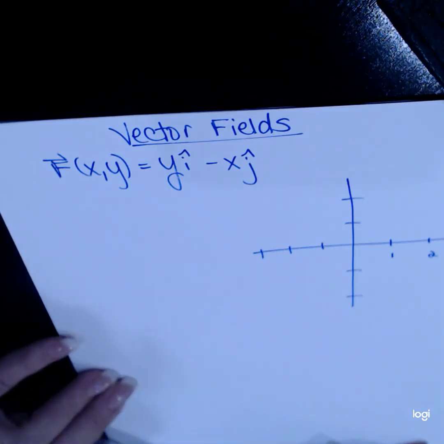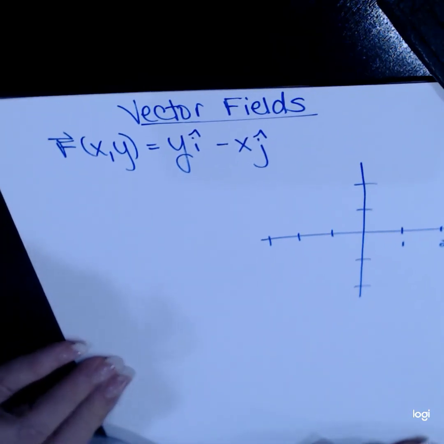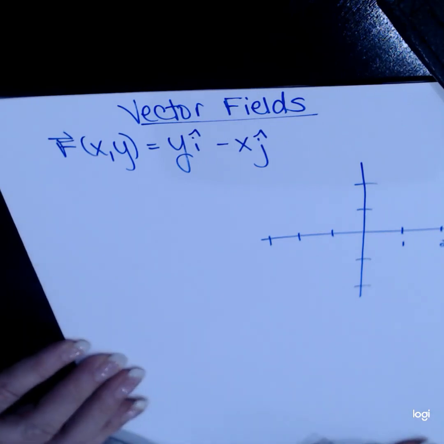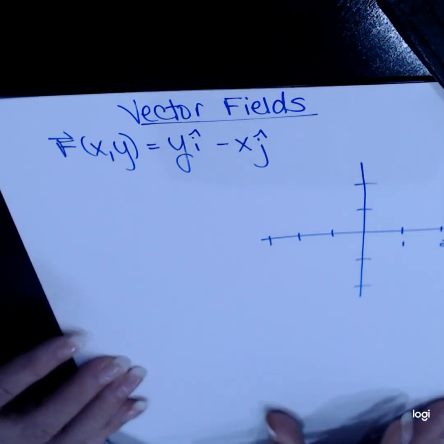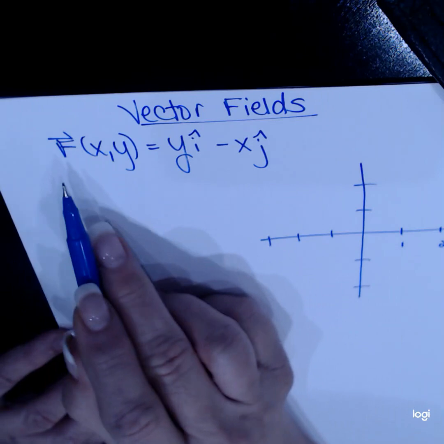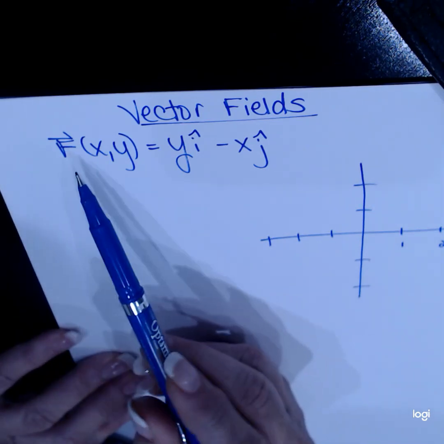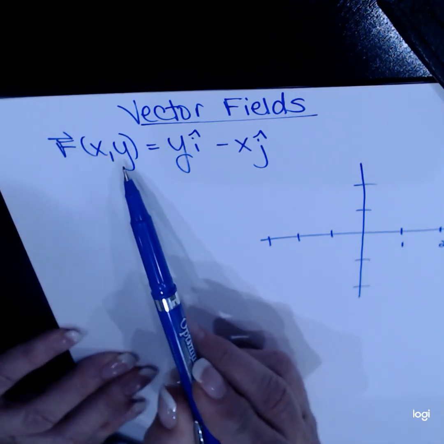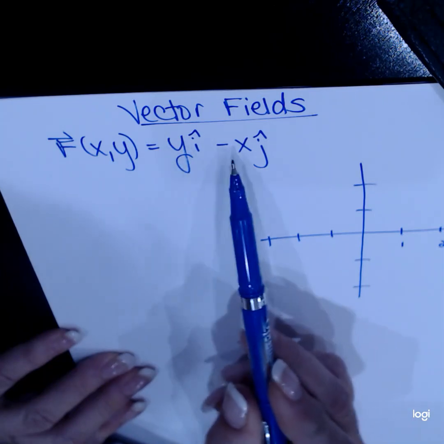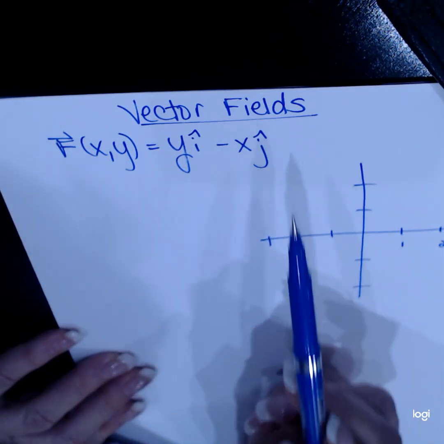Okay, so we're looking at vector fields. Vector fields take each ordered pair within a plane, whether that be an R2 or an R3 plane, and assign a vector at that given point. So an example of a vector field might look like the following. Capital F of x y is equal to y times a unit vector i minus x times a unit vector j.